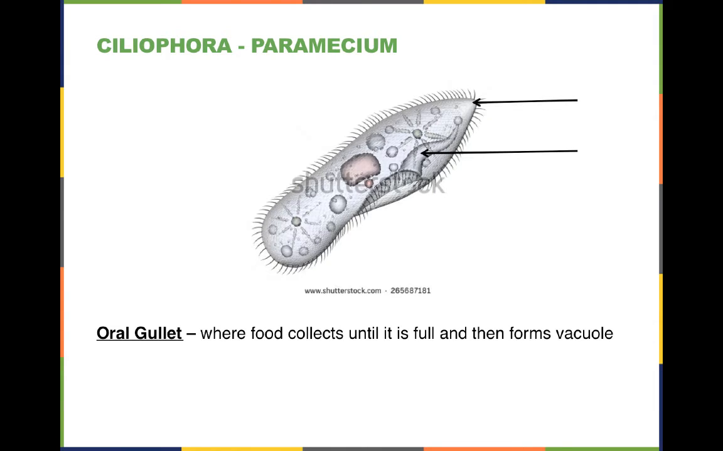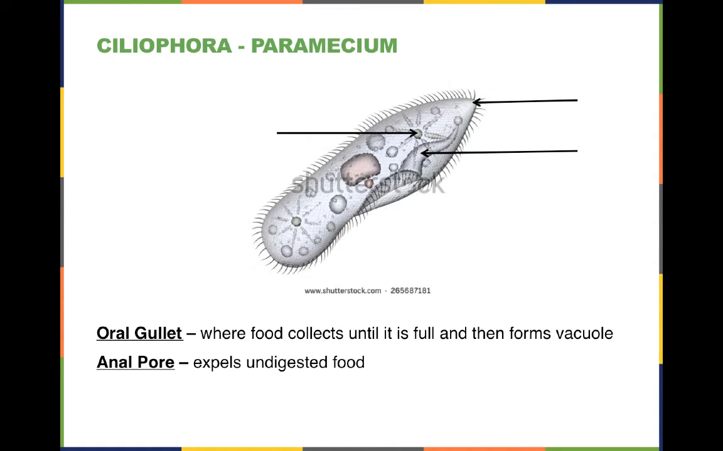The end of the paramecium is actually what is known as the anal pore. And after the food is digested, whatever's left as undigested food is expelled out this side of the organism through the anal pore. So the undigested food is then taken out and expelled.